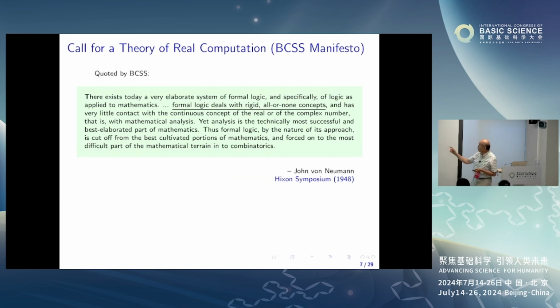They also quoted John von Neumann, who complained about the theory being built around the 1930s, 1940s, around Turing machines, complaining that formal logic is too rigid, all or nothing concepts, and it has very little contact with the continuous concept of the real or complex numbers. And so this was quoted in that book.